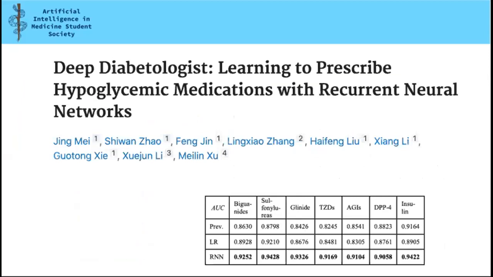There's also a study called the Deep Diabetologist, and it's kind of like learning to prescribe hypoglycemic medication, so for people who tend to have hypoglycemia, and it uses recurrent neural networks to do this.